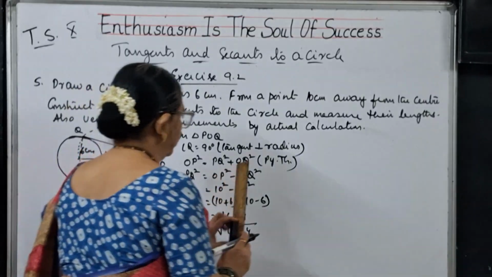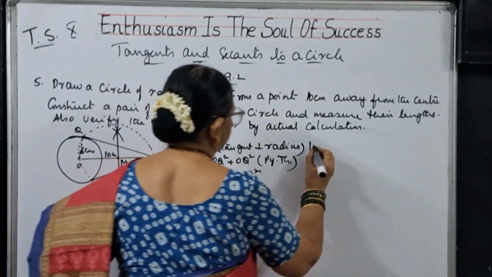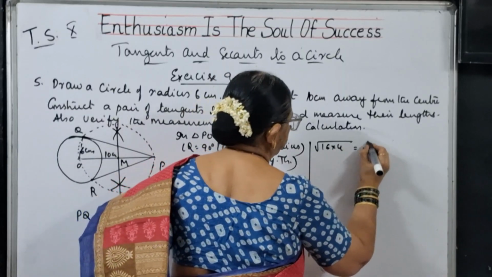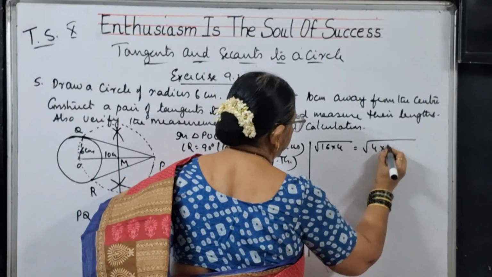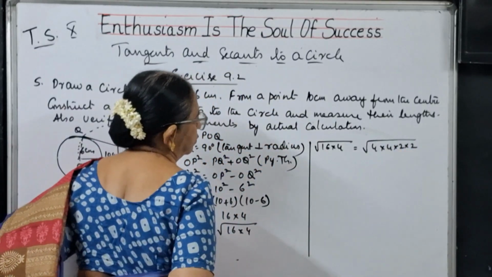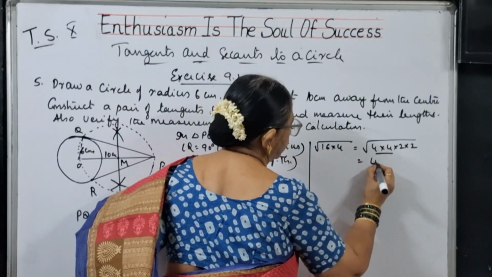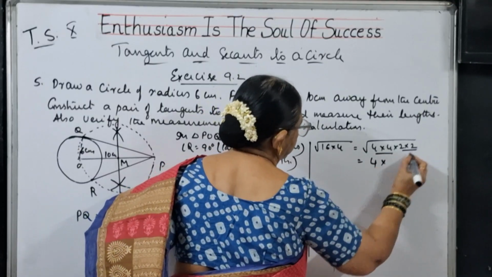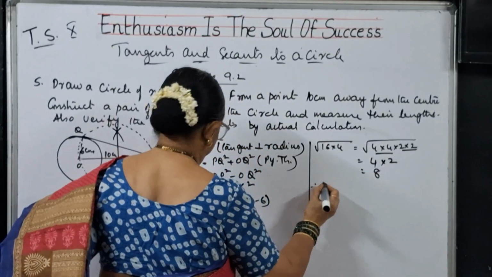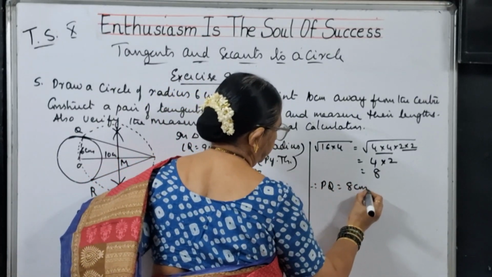Root of 16 into 4 can be written as root of 4 into 4 into 2 into 2. 16 can be written as 4 into 4. 4 can be written as 2 into 2. Instead of 2 fours, 1 four will come out. Instead of 2 twos, 1 two will come out. This is 8. Therefore, PQ is equal to 8 centimeters.